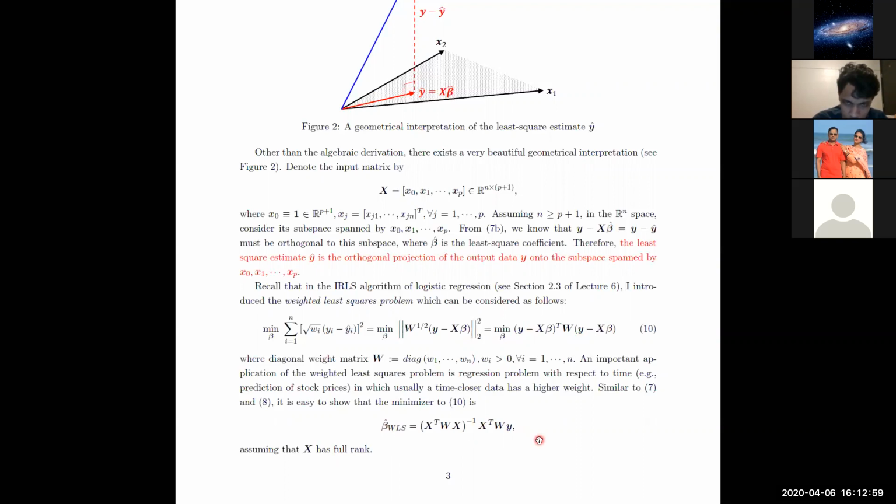You're going to get this. Okay, and again, as long as your X is full rank, this one must have full rank, so that it is invertible. Why is this true? Because your W here is a diagonal matrix, okay, in which all the w_i are positive.